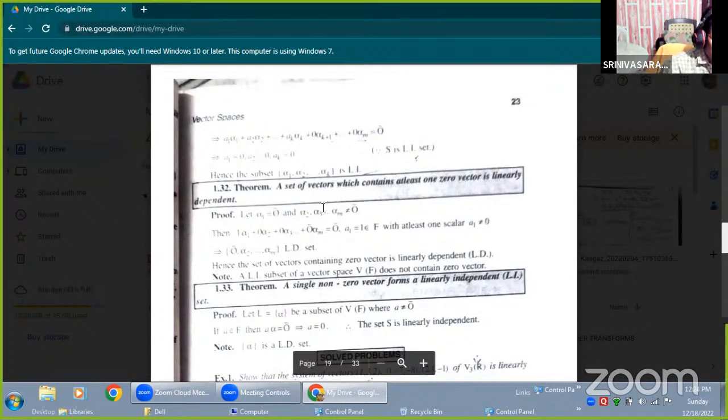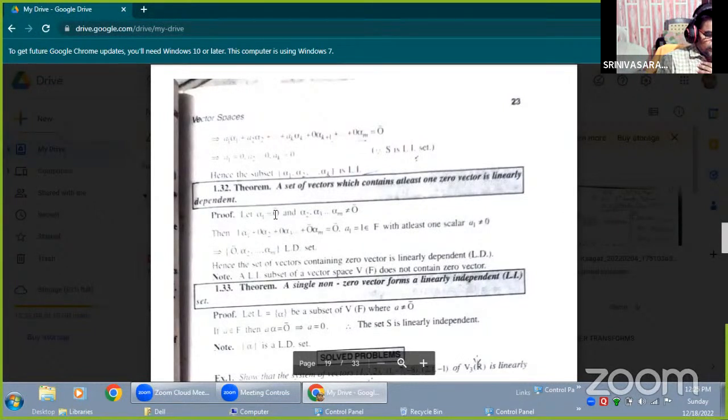Just observe here: a set of vectors alpha, with at least one zero vector. One zero vector means alpha 1 equal to 0 bar, and alpha 2, alpha 3, alpha m, the remaining vectors, are non-zero. Now we arrange the linear combination: 1 into alpha 1 plus 0 into alpha 2 plus 0 into alpha 3, up to 0 into alpha m. The remaining vectors alpha 2, alpha 3, alpha m are non-zero, but one vector is the zero vector. Here that vector is alpha 1.